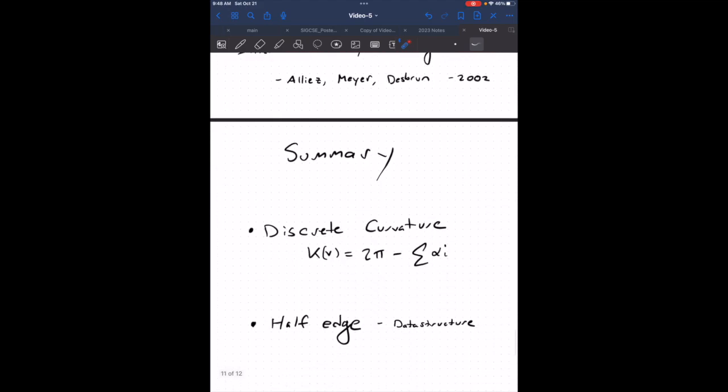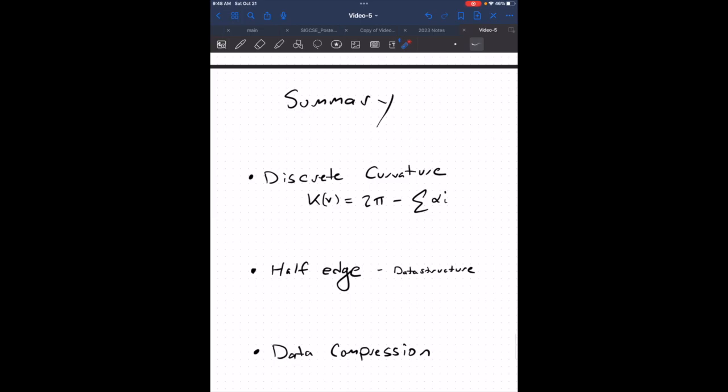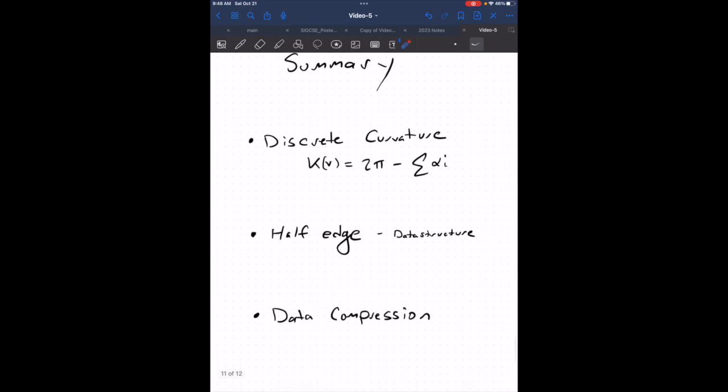Okay, so what do we do in this video? I'm going to wrap it up. We came up with a formula for discrete curvature using the Gauss-Bonnet theorem in terms of the angles incident to a vertex. We'll see this again. I believe we'll talk about a discrete version of the Gauss-Bonnet theorem soon. We talked about a half-edge data structure to store our meshes, so that'll be useful to us. And we saw how this could be used as a data compression application where we remove some triangles from our objects that aren't really having a big impact on what our object looks like.